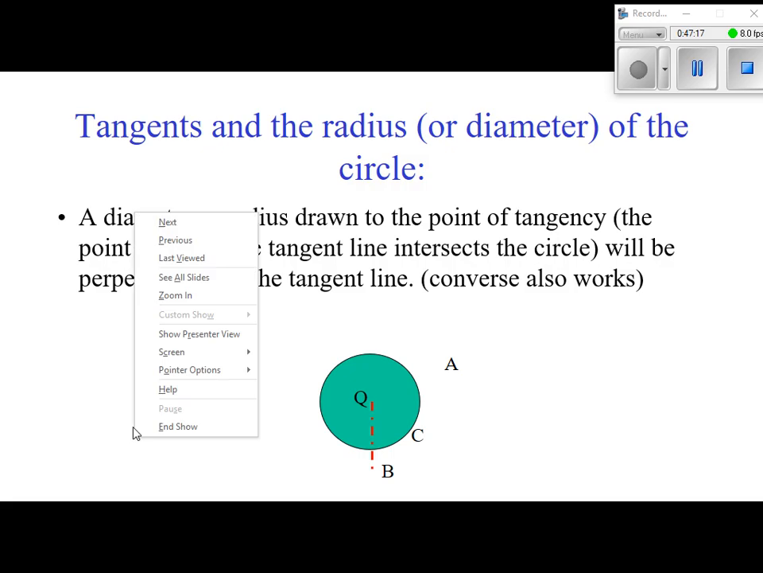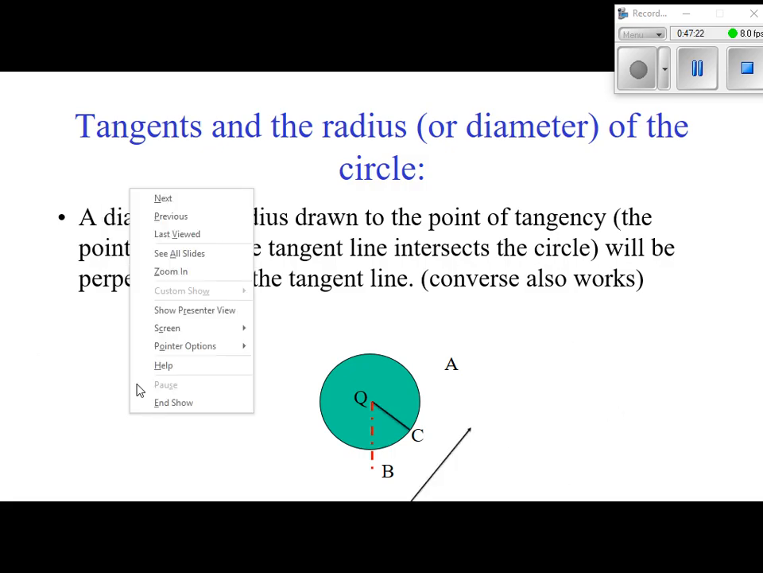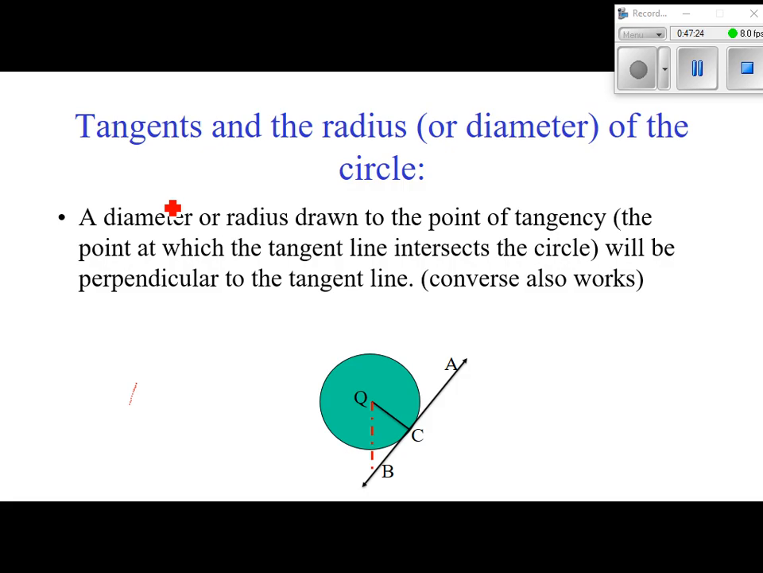Is this one next on yours? Yep. Also draw this in on your picture here. There should be a right angle right there.